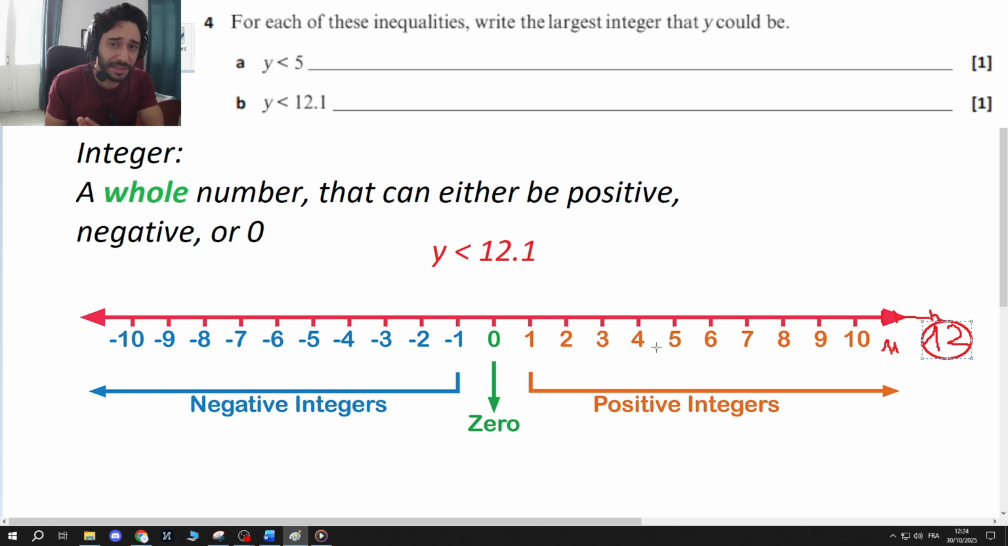For A, the largest integer that y could be would be a 4, and the largest integer for B would be a 12. And we're done.